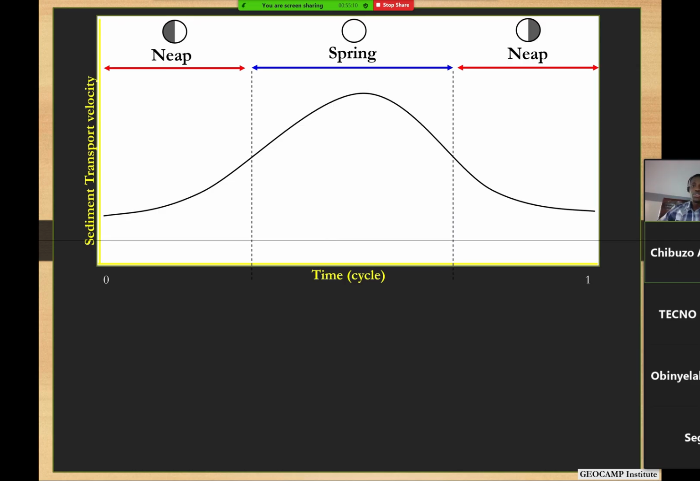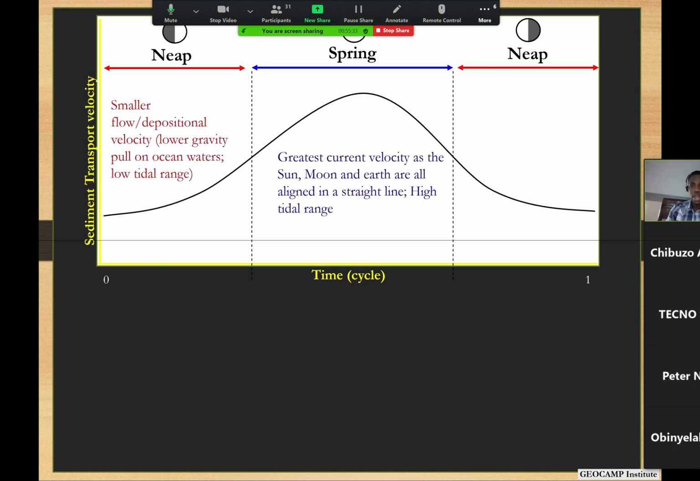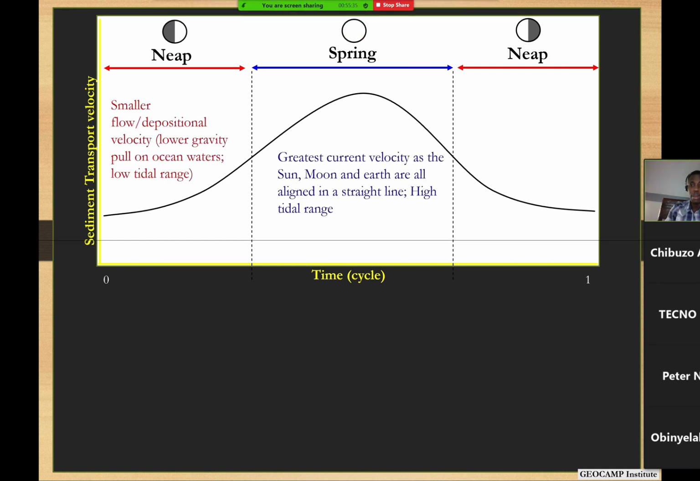So this phase talks about, I just want to show you the cycle, the Neap and the Spring cycle, in this form that shows the time versus the sediment transport velocity as we go through the Neap and the Spring. So now, during the Neap, I remember I said that we have the moon and the sun.